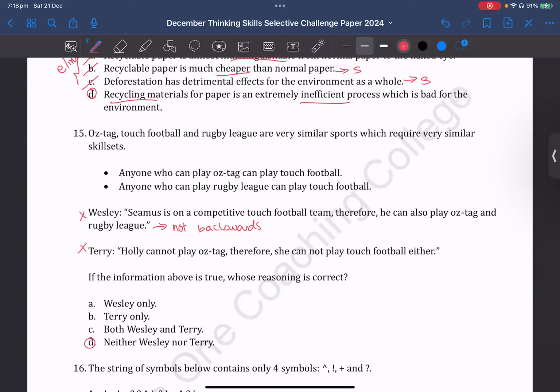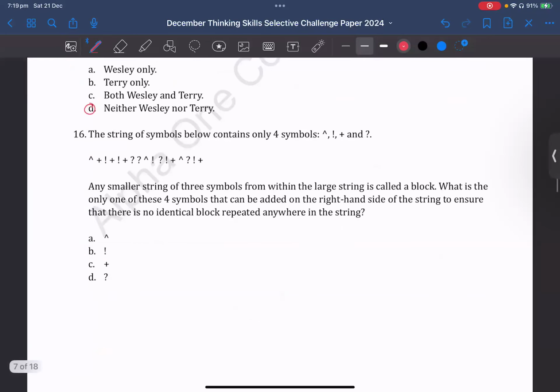I am starting to rush a little bit now. I'm quite mindful that we've got 45 minutes left. So the string of symbols below only contain these 4 symbols. Any smaller string of 3 is called a block. And that is important. Okay. So just remember, the block is 3 together.